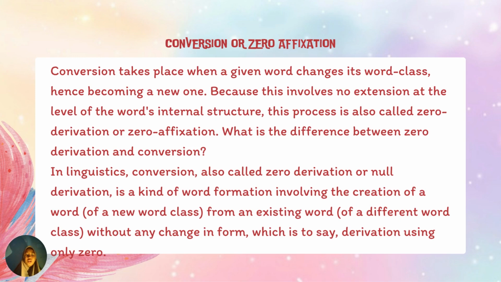What is the difference between zero derivation and conversion? In linguistics, conversion, also called zero derivation or null derivation, is a kind of word formation involving the creation of a new word of a different word class from an existing word without any change in form, which is to say, derivation using only zero.